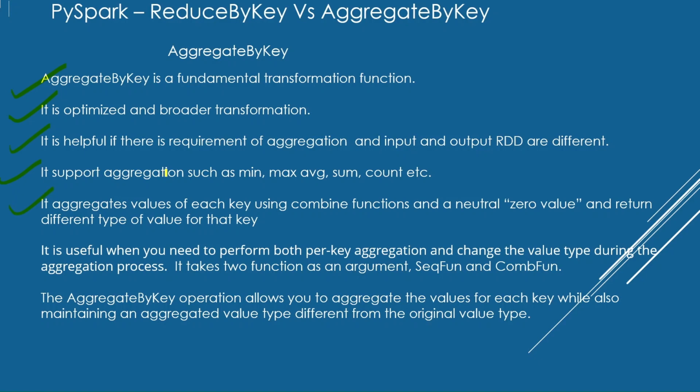It aggregates values of each key using a combine function and a neutral zero value, and returns a different type of value for that key. It is used when you need to perform both per key aggregation and change the value type during the aggregation process. It takes two functions as arguments, a sequence function and a combine function. The aggregate by key operation allows you to aggregate the values of each key while also maintaining an aggregated value type different from the original value type.